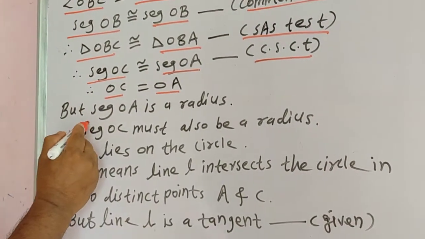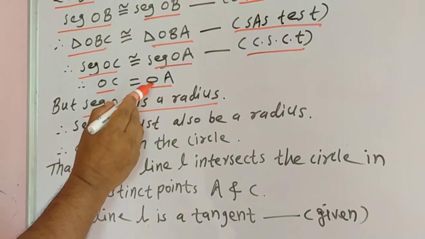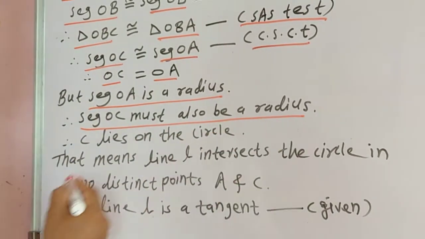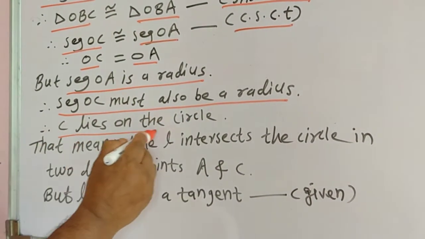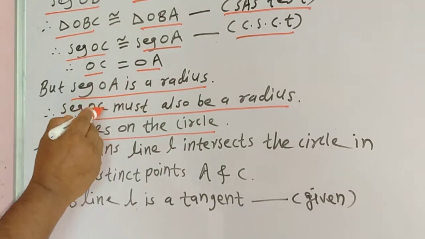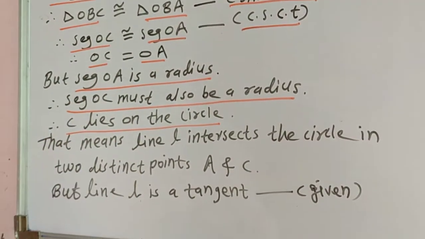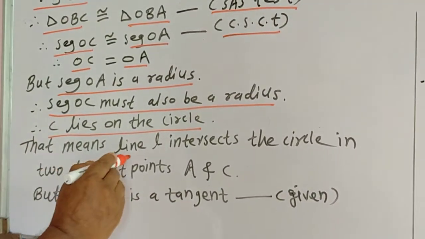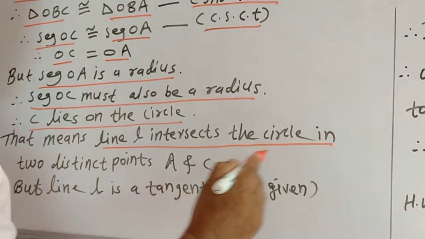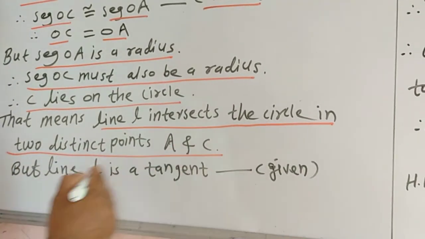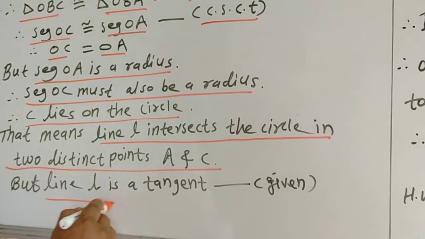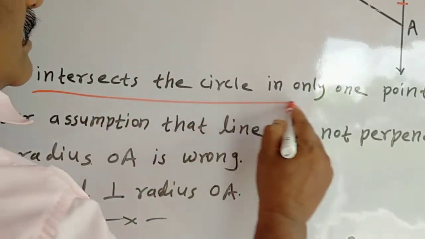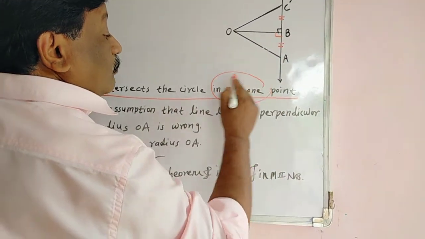But seg OA is a radius. If OA is a radius and OA equals OC, then OC is also a radius of the circle. Now C lies on the circle because the endpoint is on the circle. A is on the circle, therefore C is on the circle. That means line L intersects the circle in two distinct points A and C. But line L is a tangent, and we know a tangent intersects the circle in only one point.